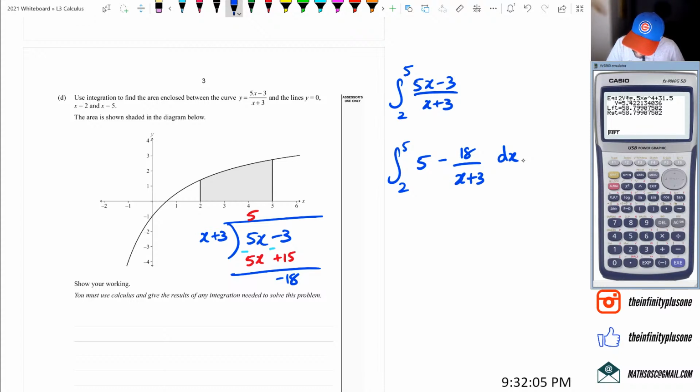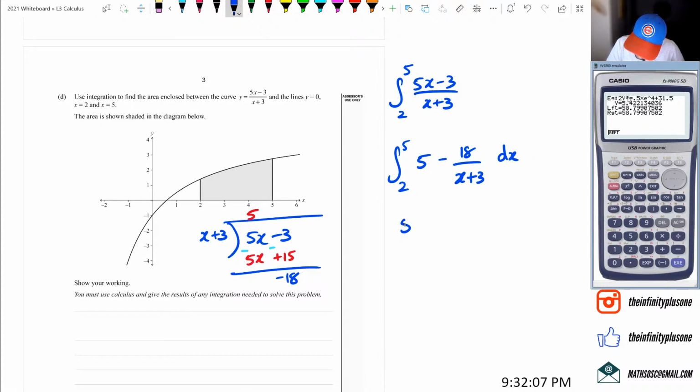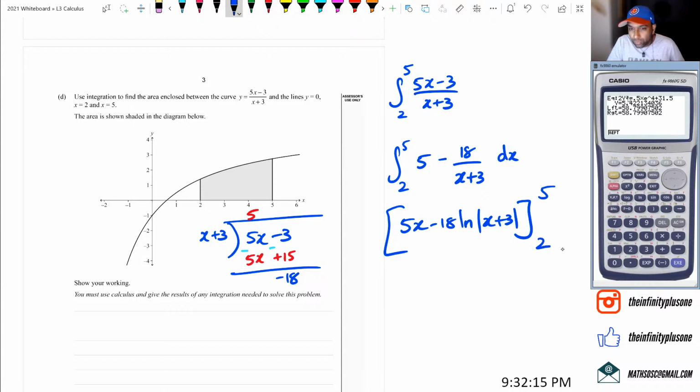Cool. Once we get this, we're just going to integrate it. So we've got 5x minus 18 ln of x plus 3, and that's between 5 and 2. Really important, guys. This part right here, you could actually write it all out and calculate it. But to be honest, this is all the amount of working that I actually show.